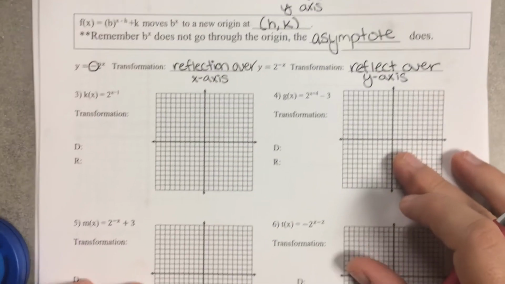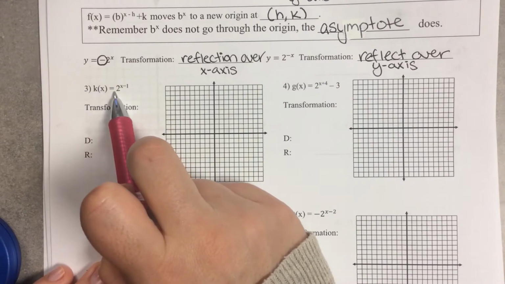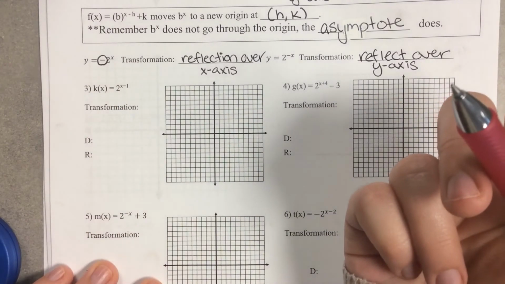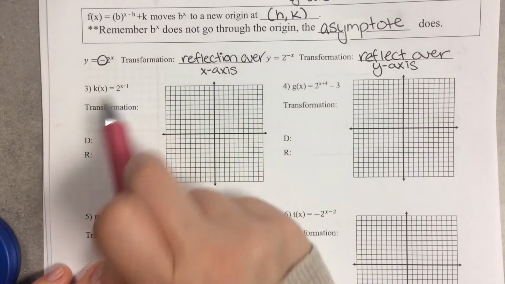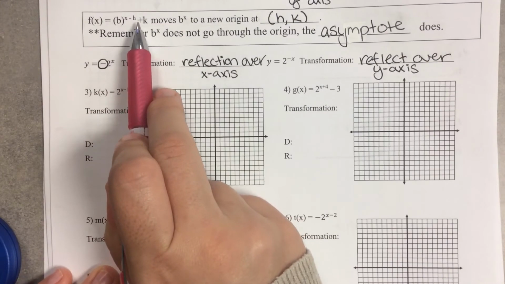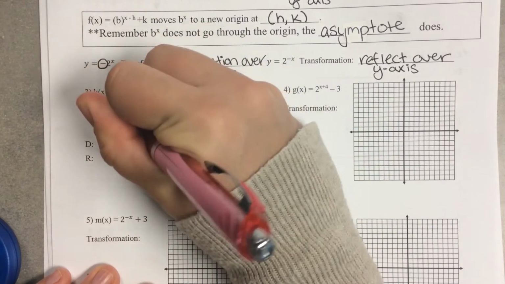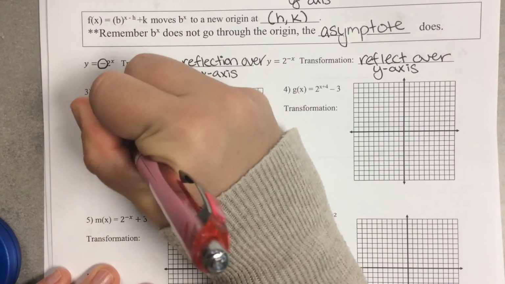All right, so here we go. Let's take a look at number 1. We don't have any negatives in front of the 2, and there's no negative in front of the x, so there's no reflection there, but there is that -1. So that -1, remember, we do the opposite of whatever the h is, so that means we're going to move to the right 1 unit.